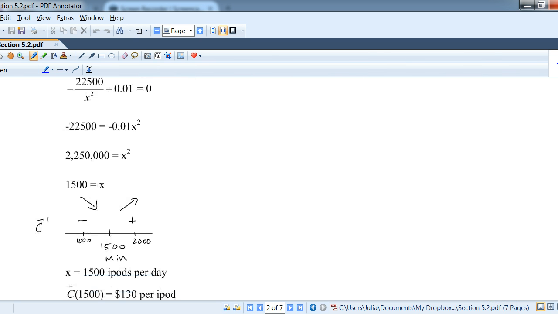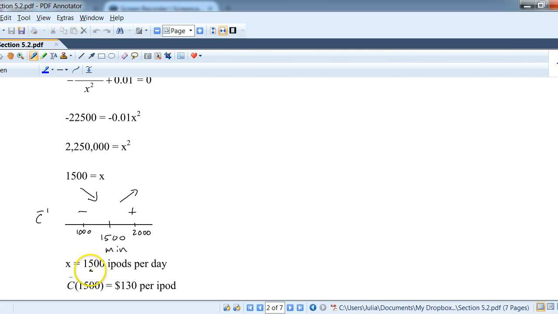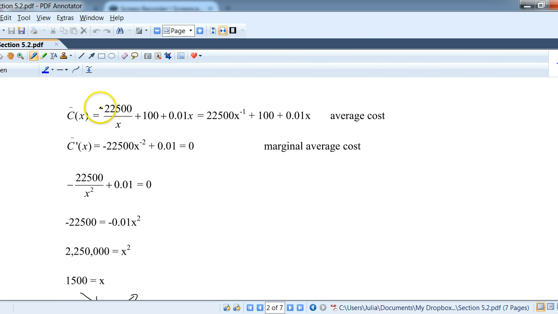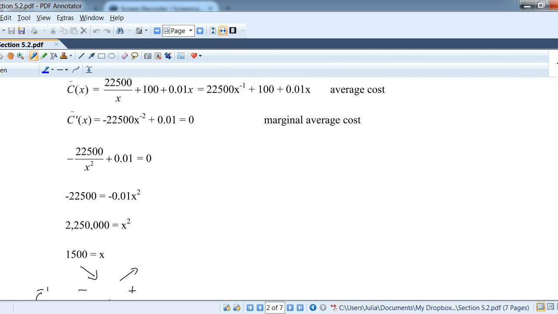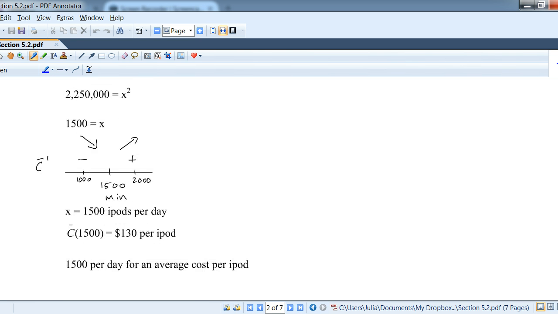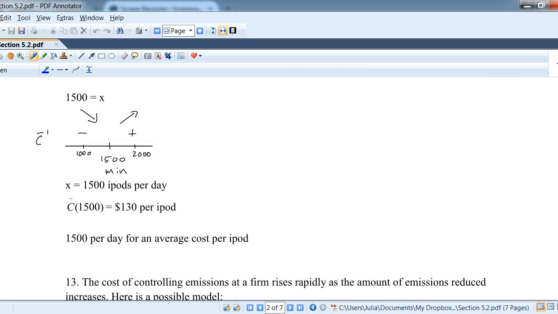And again, whatever the question asked: we were asked how many iPods would minimize the average cost per iPod. That's 1,500 of them. But we also need to find the resulting average cost, which is the y value. So if you recall, you can plug 1,500 into the original average cost, 22,500 over x plus 100 plus 0.01x. If you plug that in using a calculator, I think you get $130 per iPod. So that's the average cost. That's just the typical example of minimizing a cost, or in this case, average cost.